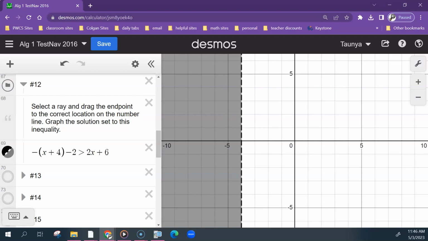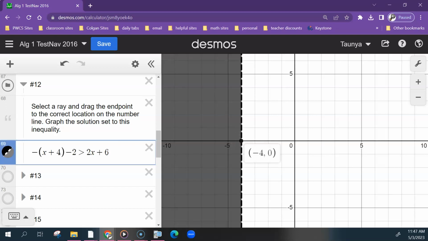Is similar, but it asks you to select which of the rays is the correct one and put it at the correct location. So if you put this in, it'll tell you what direction you're going to go. So it's dotted line, so it has to be less than or greater than. It's shaded to the left, so everything below, so it has to be less than. So that would be your open circle pointing to the left. And you would put that at -4. And when you go to do that, it would graph a line for you.